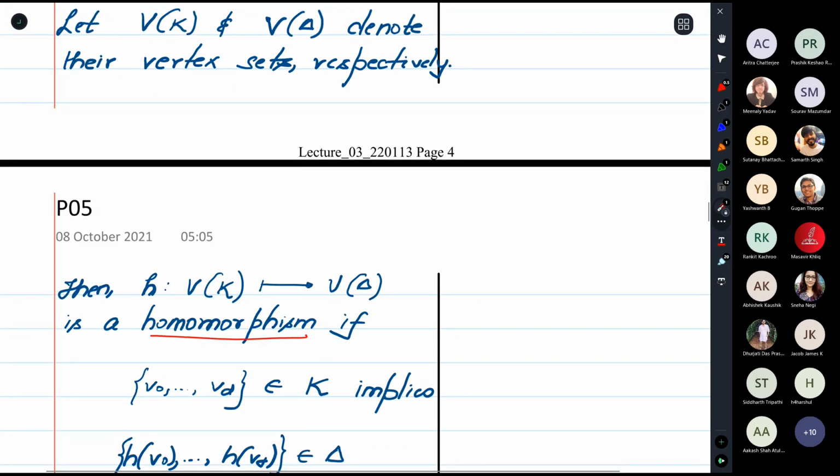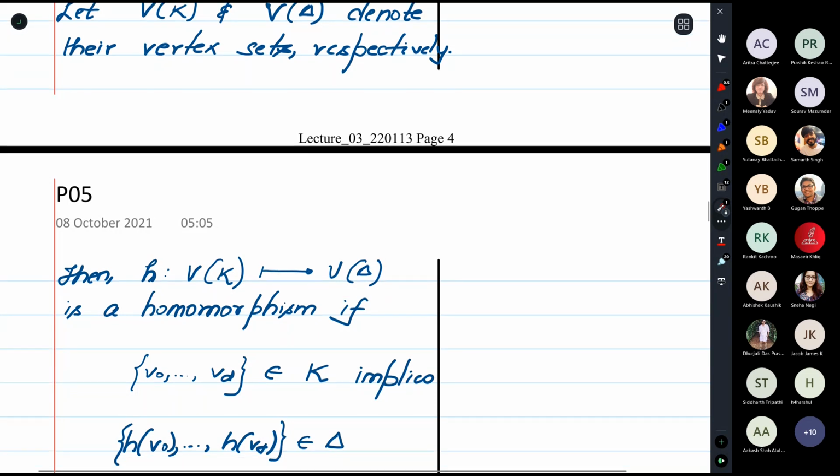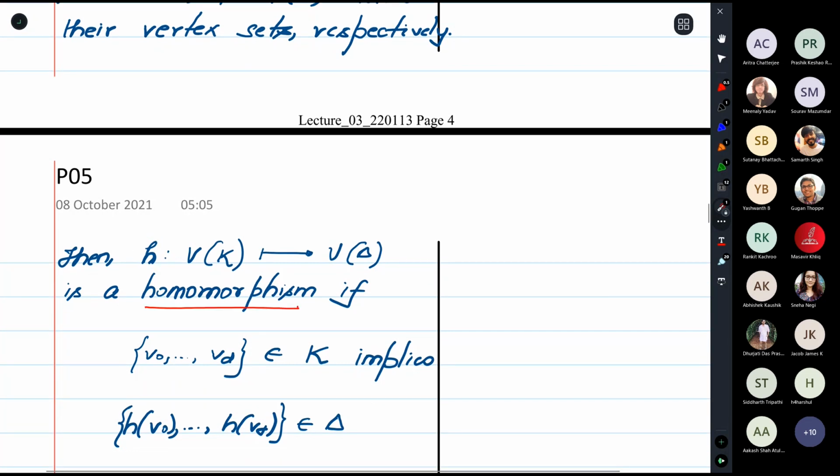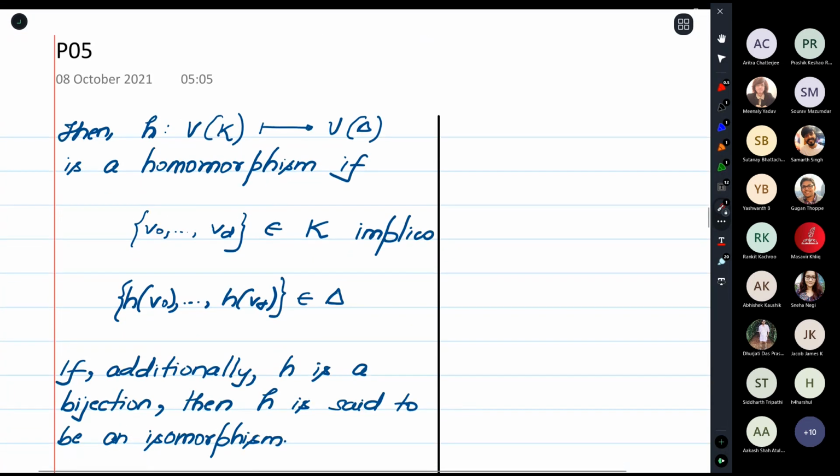Notice that I use homomorphism loosely. Ideally, I should have said it's a homomorphism between the simplicial complexes K and delta, to specify that we are talking of a homomorphism between simplicial complexes and not a homomorphism between groups, fields, and so on. However, from the context, it should be clear what kind of homomorphism I am talking about. So let's say we have a function H from the vertex set of K to the vertex set of delta, and we will say such a function is a homomorphism if the following property holds.